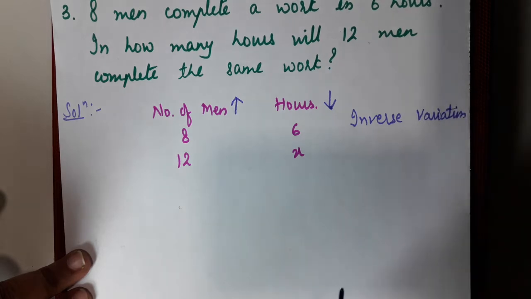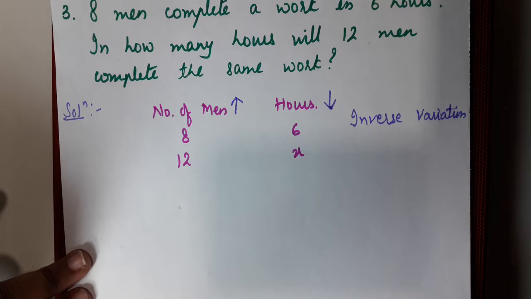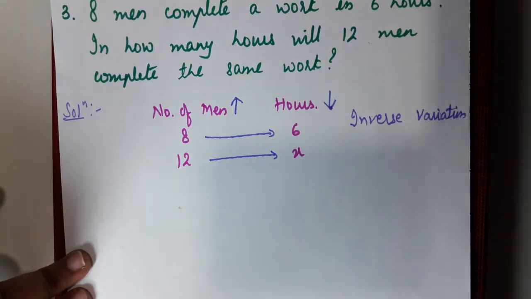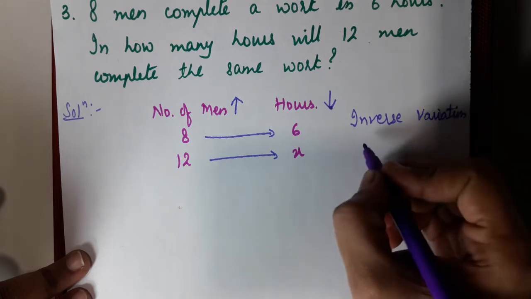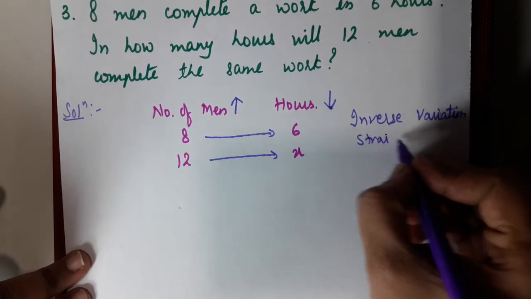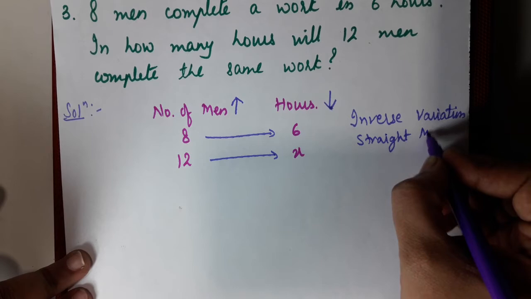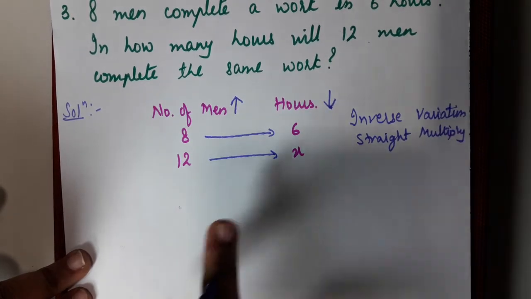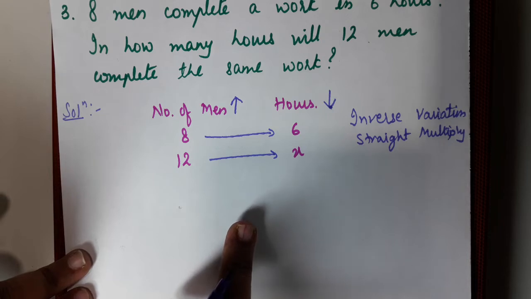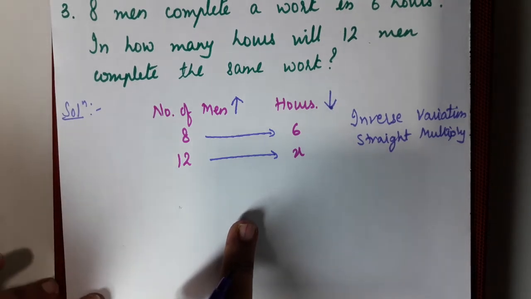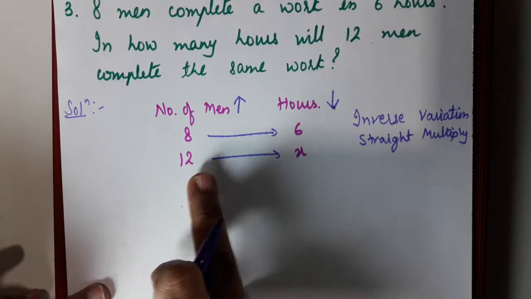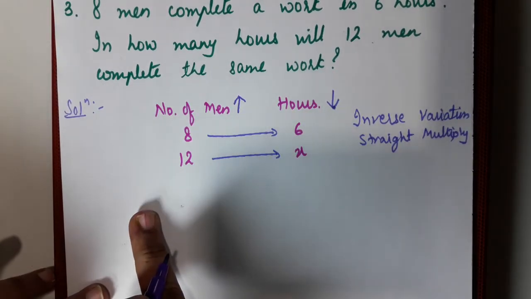Now in the previous question, when we had direct variation, we did cross multiplication. And in inverse variation we do straight multiplication. That is the difference between them. In inverse variation you do straight multiplication. Always remember this. So here, as this is an inverse variation question, we will do the straight multiplication. And as we discussed, the variable should always be on the left hand side.